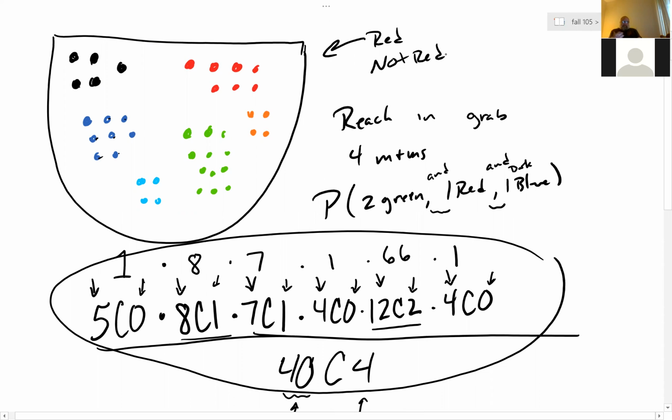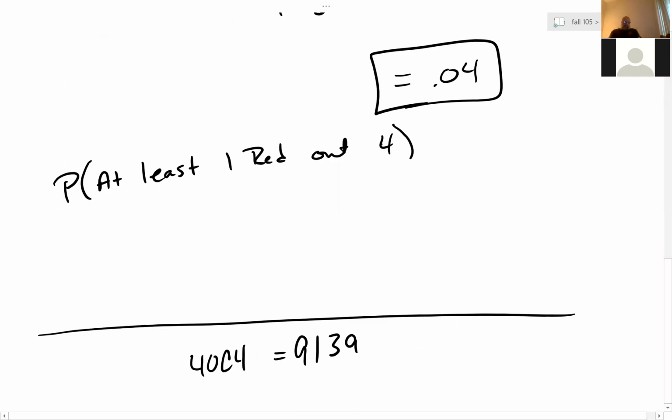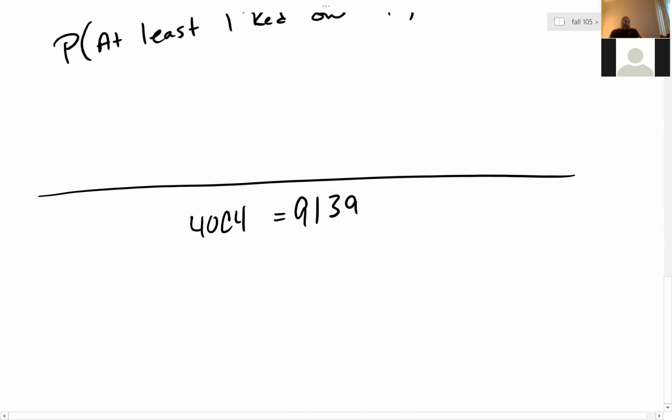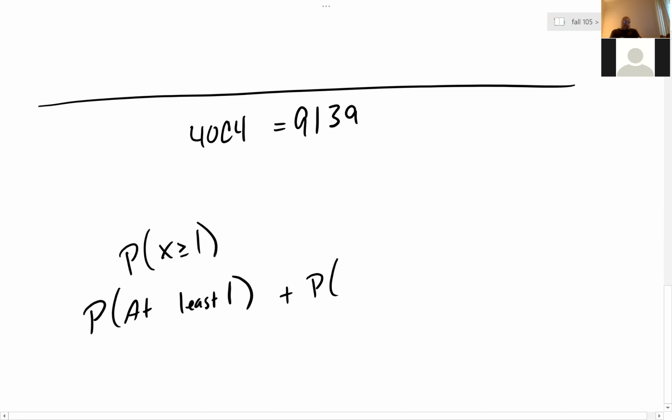In fact, there's 7 reds in this bin, and there's 33 not reds. Okay. So when I look at this, probability of at least one. We will use that a ton in statistics, and so I just want to mention this again. The probability of at least one... well, let's put it this way. Remember, this is the probability that x is greater than or equal to 1. That's what at least 1 means.